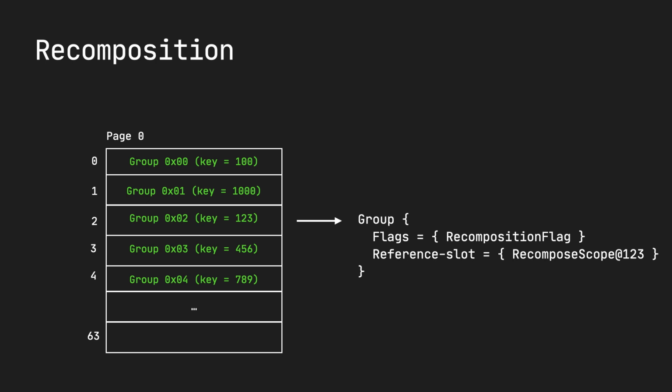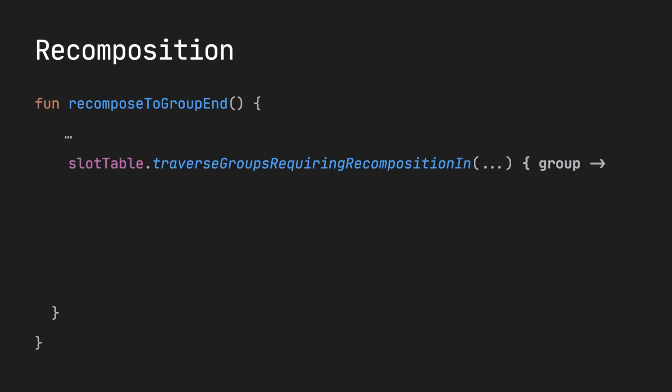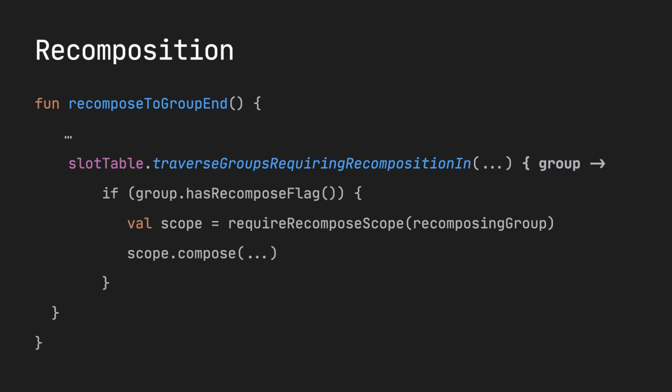The next thing, we need to traverse down the groups in the slot table from the top to the bottom. We're going to do this through an extension called traverse groups requiring recomposition, which is an extension inside of the source. As it traverses down from the top to the bottom, it gives you the group instance. I can use this group instance to check if it has a flag that I had set earlier. And basically, I'm going to grab the recomposition scope from that group, and call compose again inside of it.